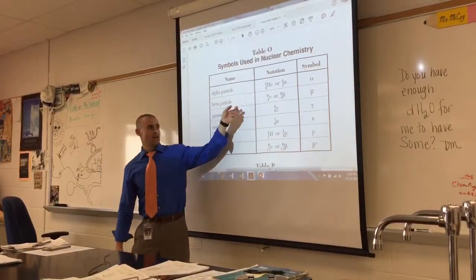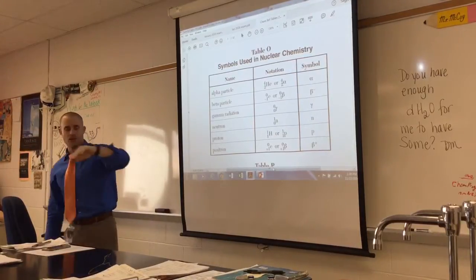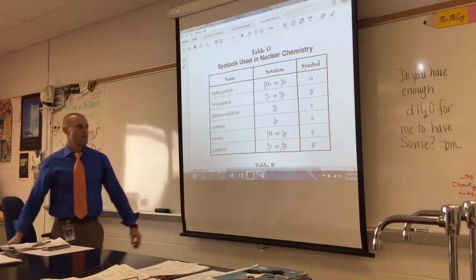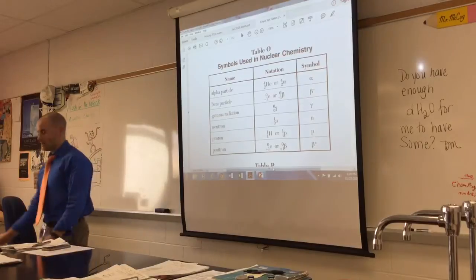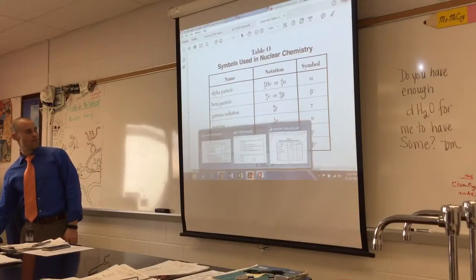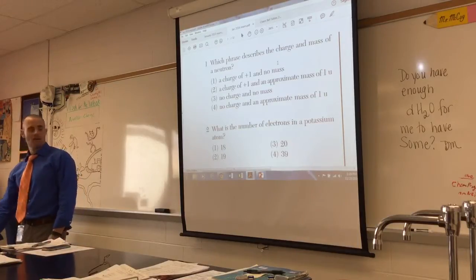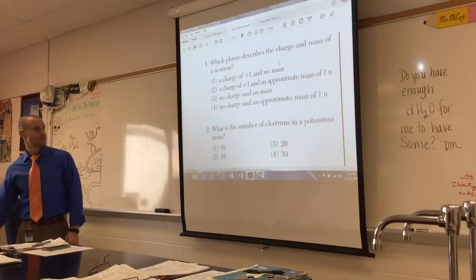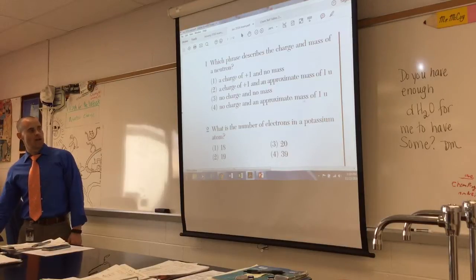Okay, back to this now. Top number's what? Mass. Bottom number? Charge. So which particles have no charge? Gamma and neutron. They have no charge. Okay, let's go back to that question now. So the mass and charge of a neutron would be which answer? 1 and 0. 4. So what's the answer? 4. No charge and an approximate mass of 1 U.